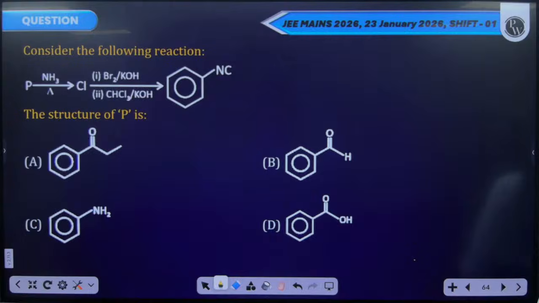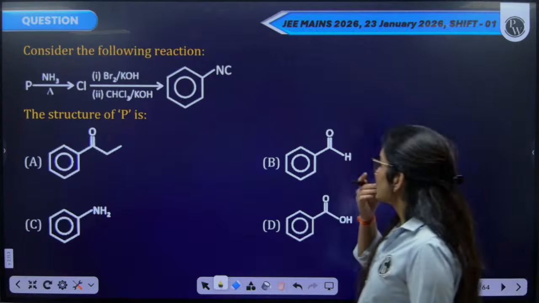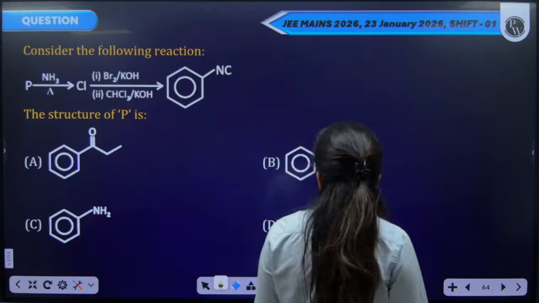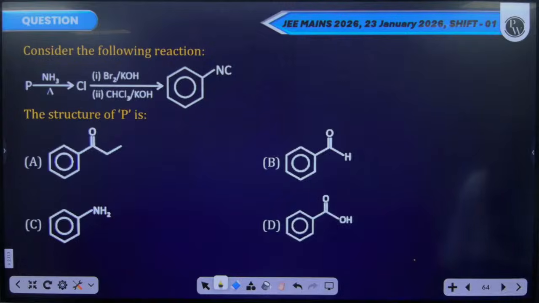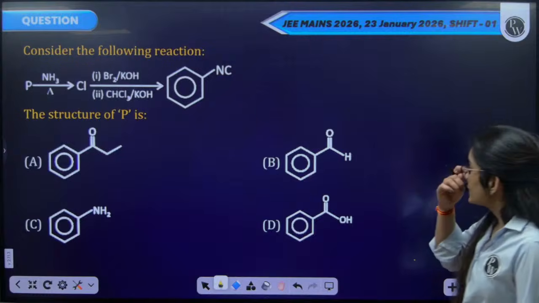Okay, so it has been asked, what should be the structure of P if you want to do this conversion? Okay, so let's see the reaction. This reaction I think we have done in the class as well. First of all, let's take benzoic acid. If you take benzoic acid and heat it with NH3, it will get converted into amide, I guess. I think that should be the correct option.